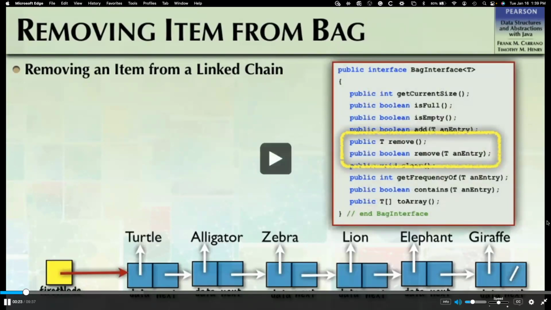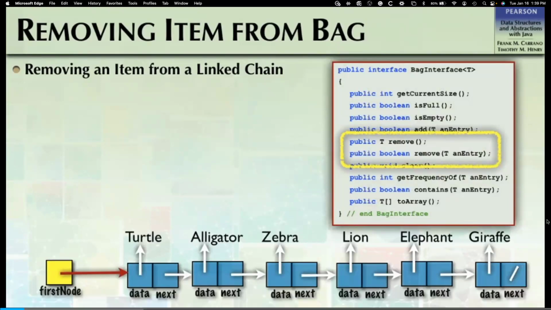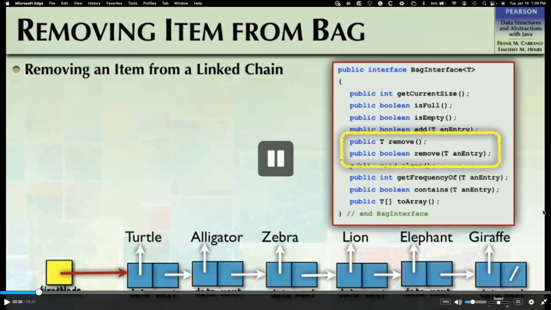There are two methods in the bag interface that our client can use to remove items. The first remove removes a random item from the bag and returns a reference to it to the client. The second searches the bag for a specific item. Which one do you think would be faster? Just to remove whatever item we choose, or remove a specific item? Anybody have a guess?